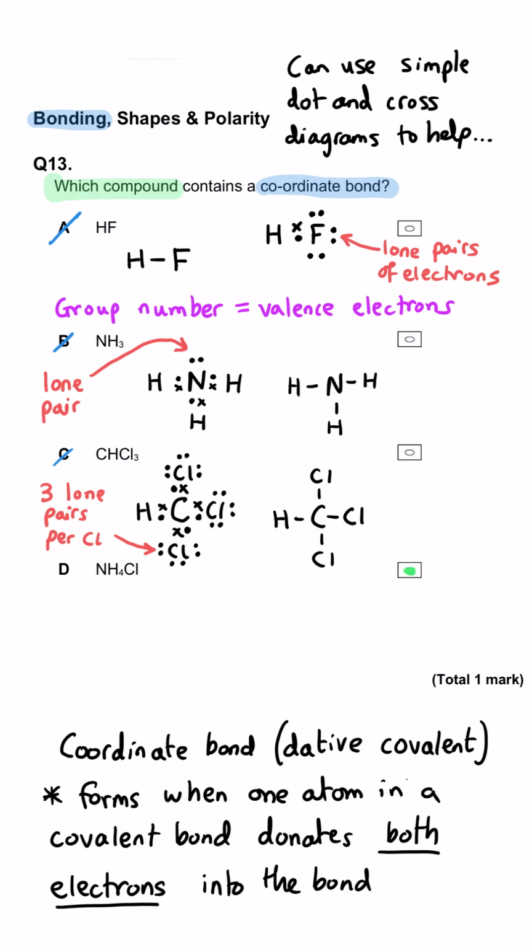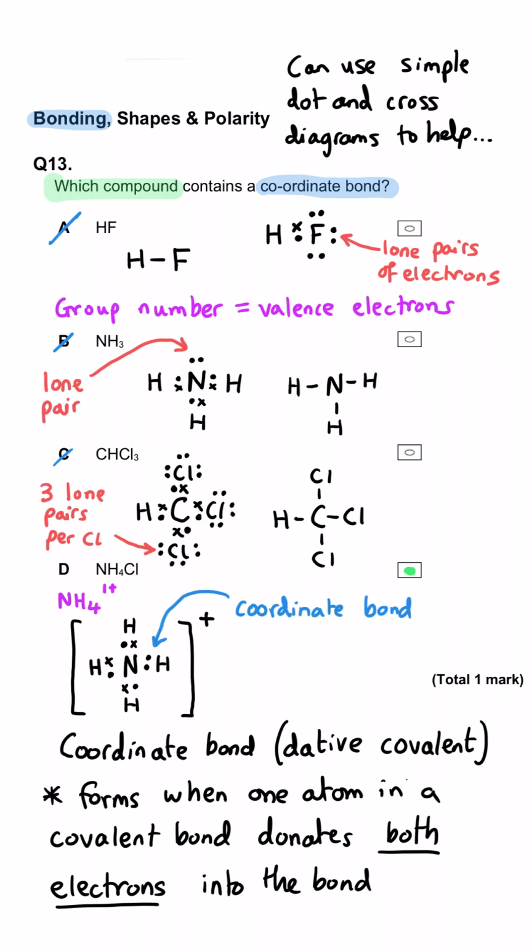We've got nitrogen with 4 hydrogen atoms around the outside, and so this is going to be the ammonium ion, and so there'll be a coordinate bond in the ammonium ion itself, because as we saw in B, ammonia normally has one lone pair of electrons. There's an extra hydrogen in that structure, so that hydrogen must have bonded to the nitrogen through a coordinate bond.